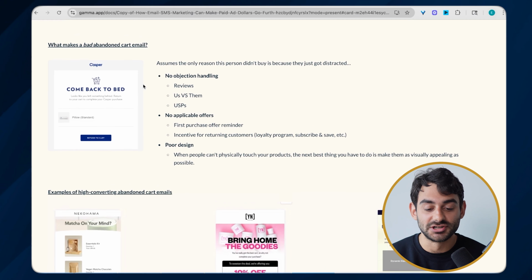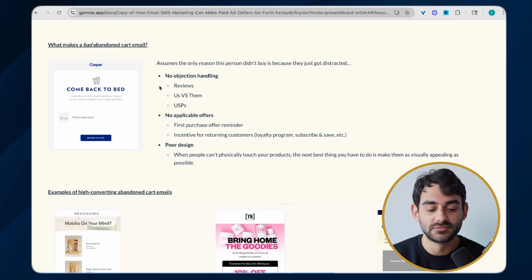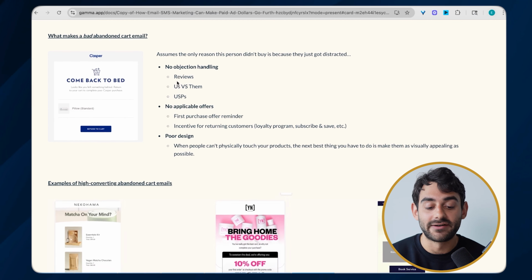Essentially, this just assumes that the only reason this person didn't buy this Casper pillow is because they got distracted. It's not factoring in any other reasons why they might have felt it wasn't a good buy for them. The reason it assumes that is because there's no objection handling. Objection handling would be having reviews in your email. Reviews are social proof. They convey trust.